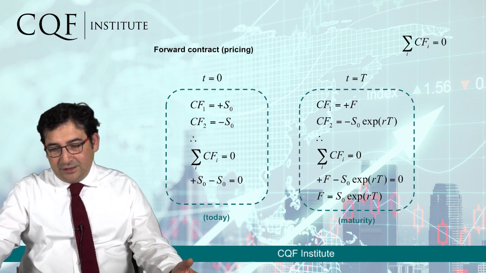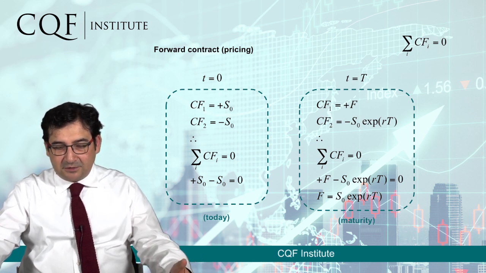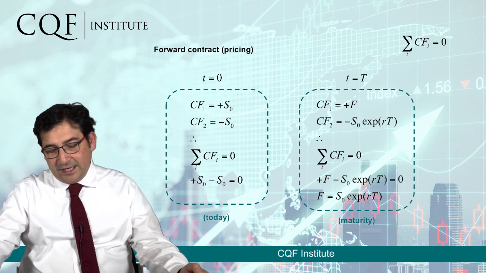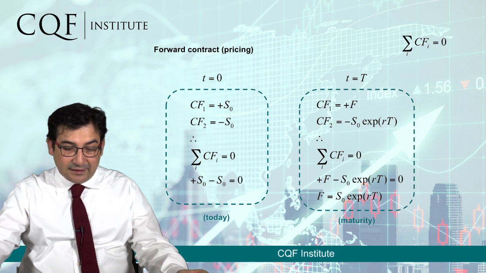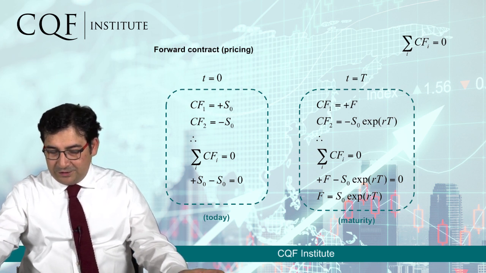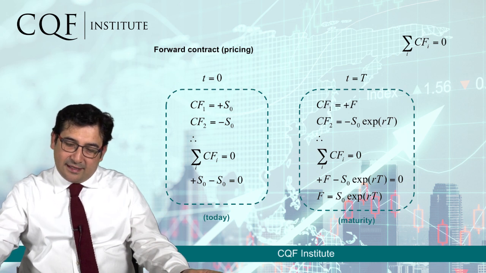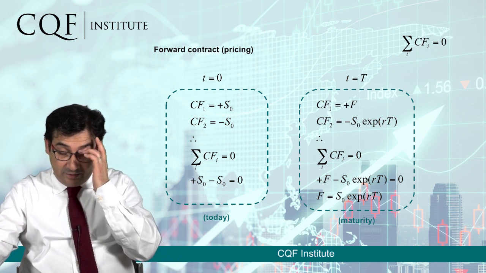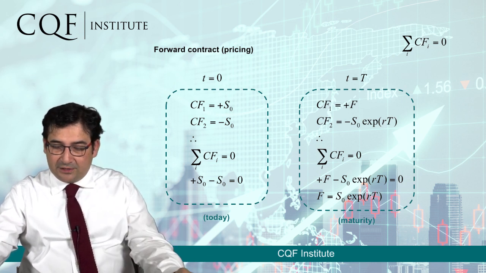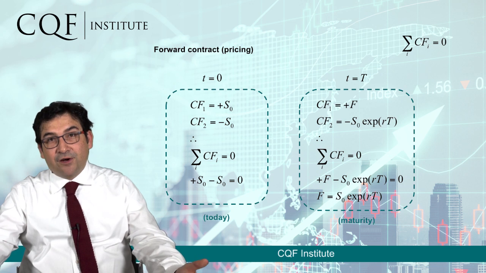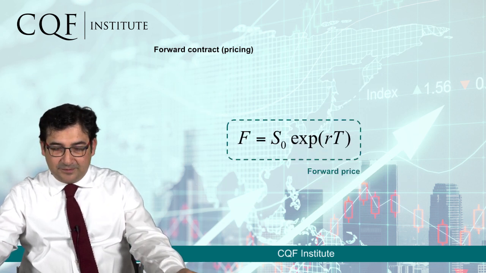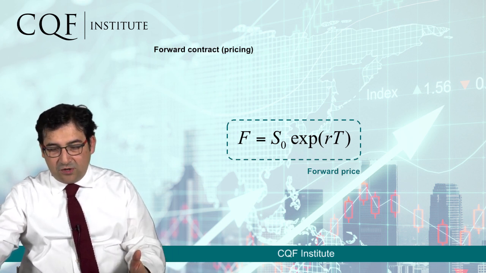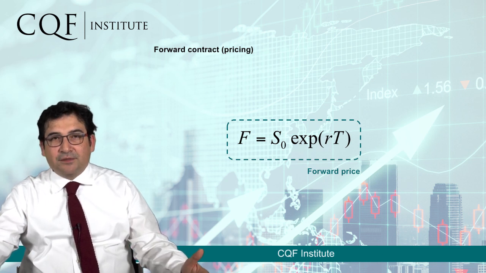If we do the sum of the cash flows at these times, at time t equals 0 today, they add to 0, and we have S0 equals S0, which confirms the analysis. At t equals capital T, the maturity, if we add the cash flows, then we obtain the formula F equals S0 times the exponential of RT, which allows us to compute what should be the fair forward price for a contract. This formula is indeed the forward price based on the price of the underlying today, S0, on R, interest rates in the period, and capital T, the maturity.